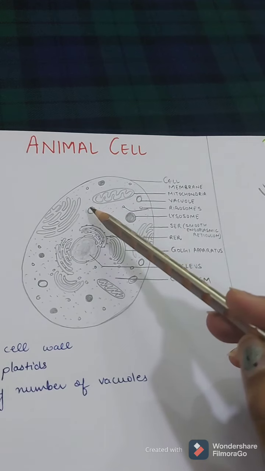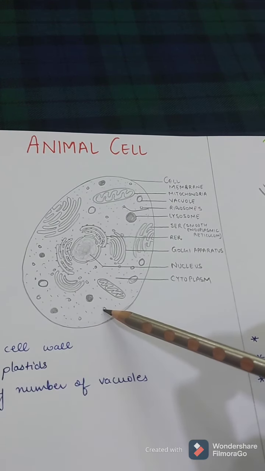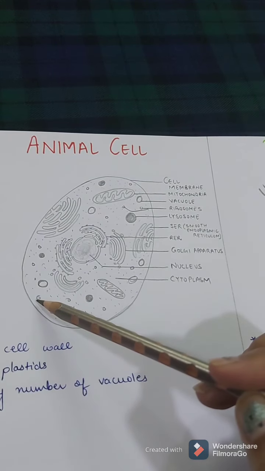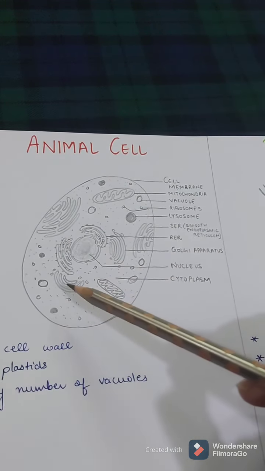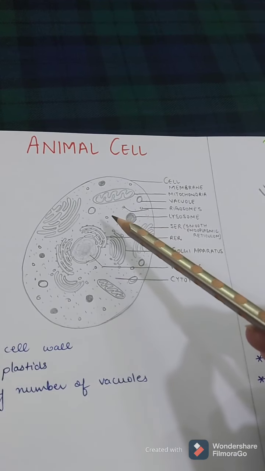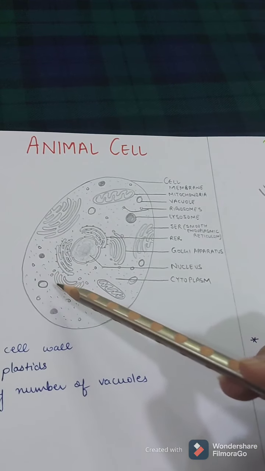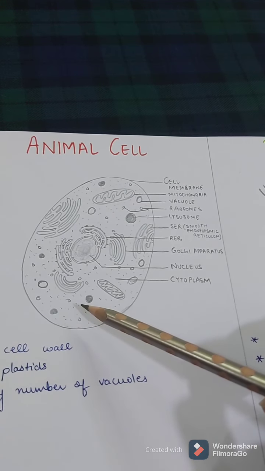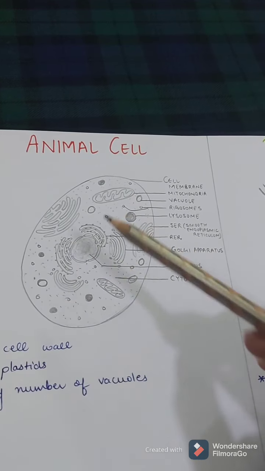These structures are the vacuoles. These small globular structures are the ribosomes. And other than this, all of these subcellular particles are embedded in the cytoplasm. So the small dots represent the cytoplasm. Cytoplasm basically is a fluidic material present in the cell.